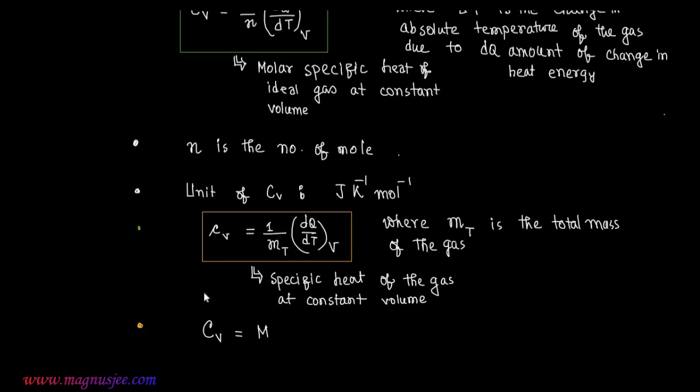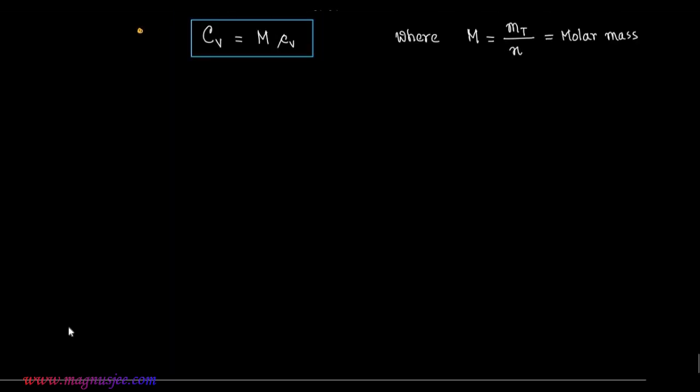Now we know that capital Cv is equal to capital M into small cv, where capital M is the molar mass of the gas. Capital M is equal to mt, that is total mass, divided by number of moles, which is the molar mass of the ideal gas.